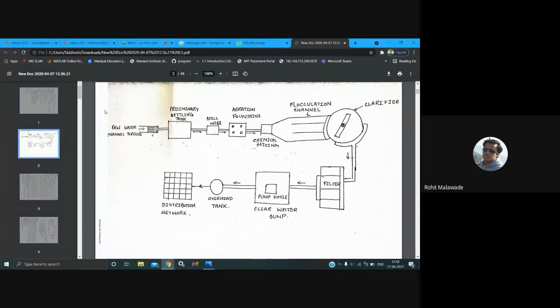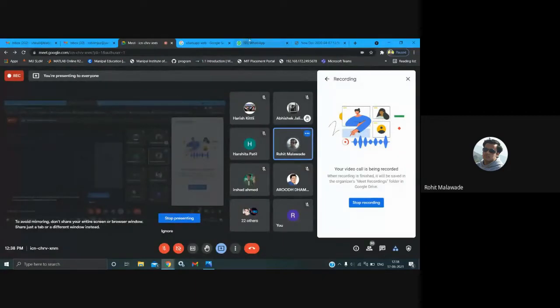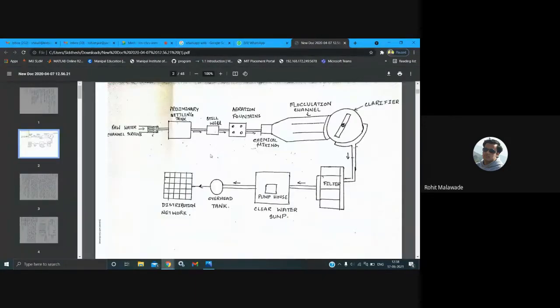Then it passes through your preliminary sedimentation tank, where the suspended particles settle down by their own gravity, by their own weight. Then it flows through your aeration tank, where the DO content is increased by allowing the water to fall from a certain height. This is how aeration is done.